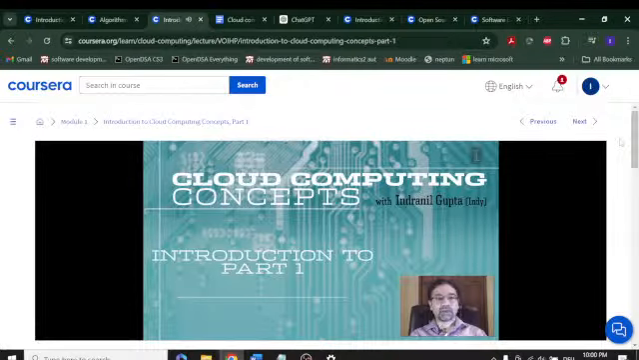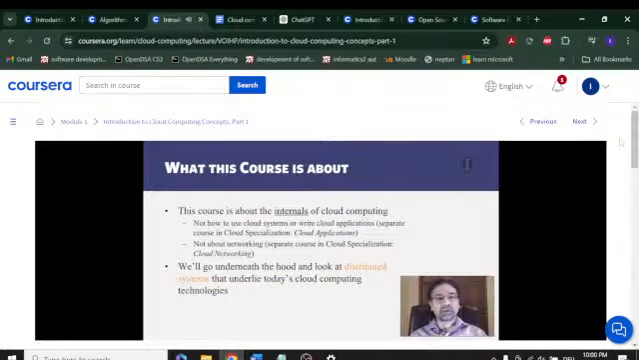This is the first part of the Cloud Computing Concepts course, which is a two-part course. This course is about the internals of cloud computing. This means that we'll go underneath the hood and look at the distributed systems concepts, the distributed algorithms, and the distributed techniques that underlie today's cloud computing technologies. This course is not about how to write cloud systems or cloud applications.